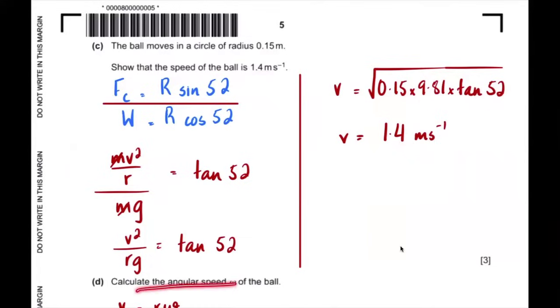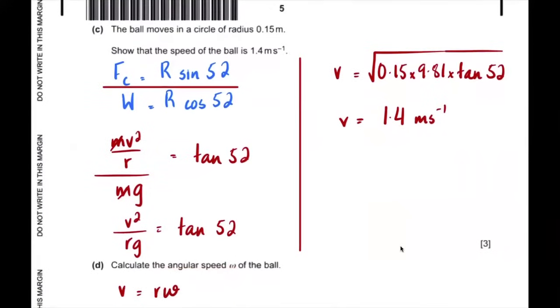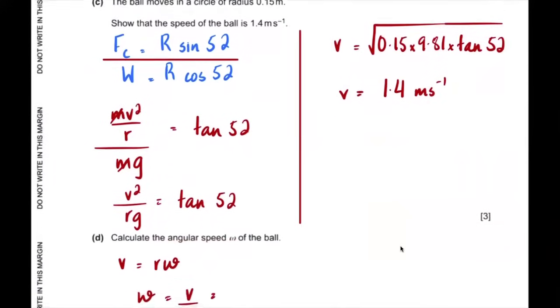Then it says calculate the angular speed of the ball. So obviously we use v equals r omega. I need omega, so that would just be v over r.